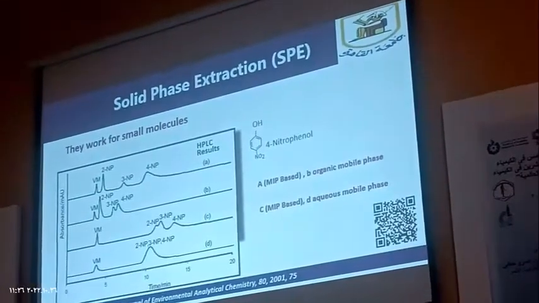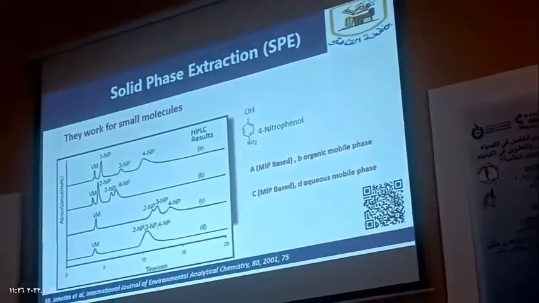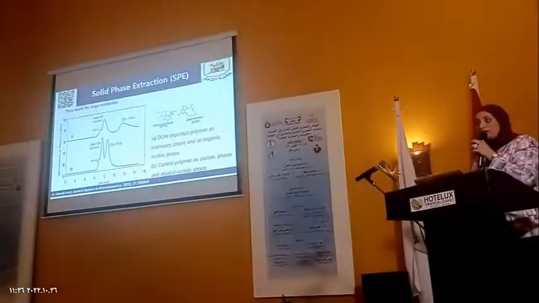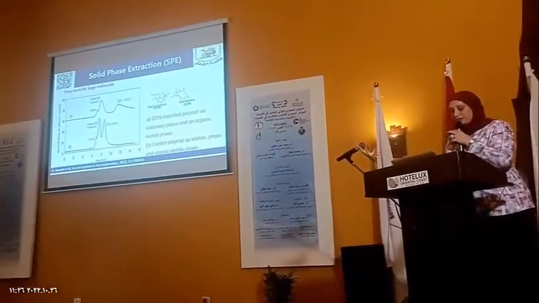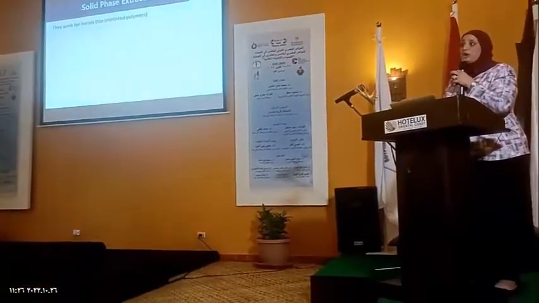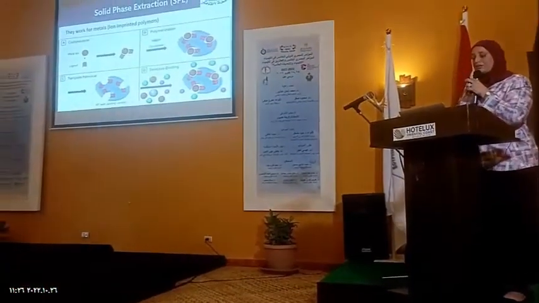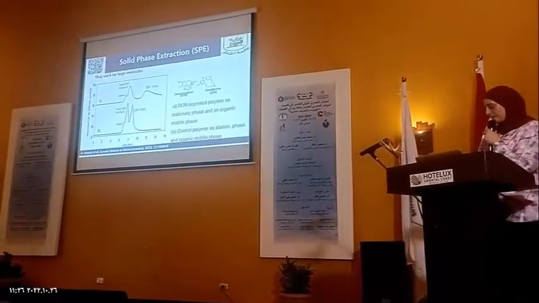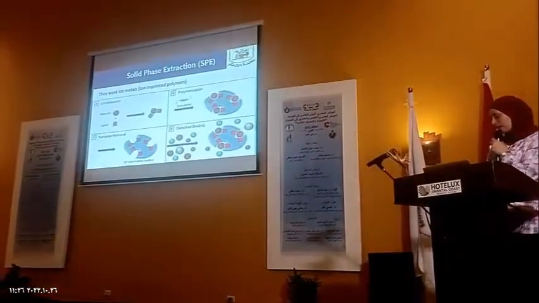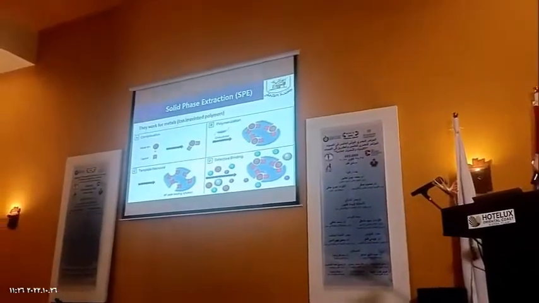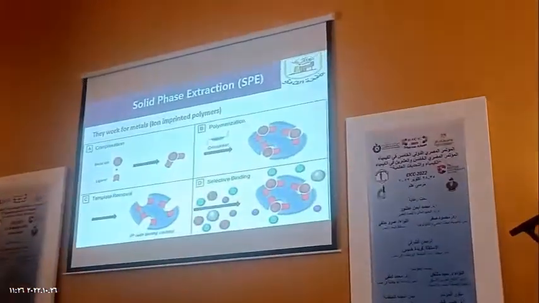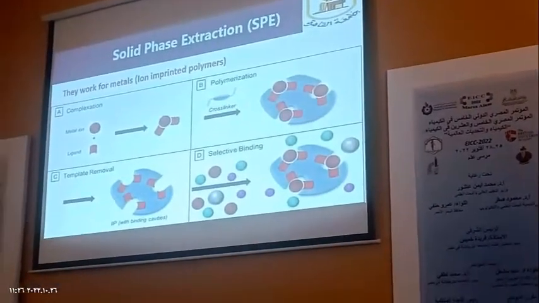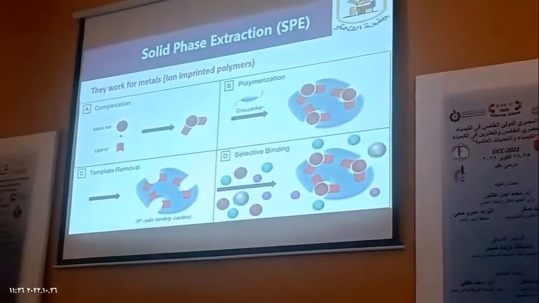Solid phase extraction works for small molecules, like nitrophenols, and it works for big molecules like toxins, and it's able to differentiate them. It also works for heavy metals detection, but in this case you can either imprint the complex of the metal or imprint the ligand itself, and then follow up the combination and interaction between the metal and its ligand.